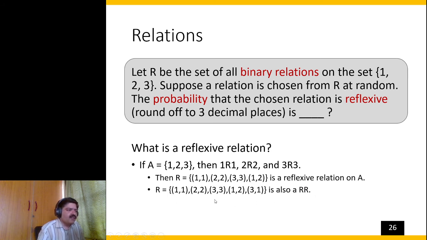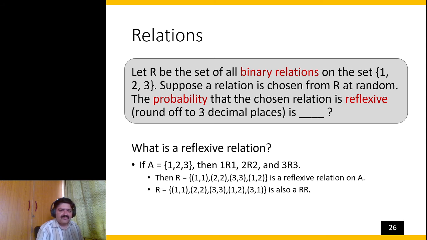Now, this set of ordered pairs is also a reflexive relation. You see that (1,1), (2,2), (3,3) exists, and then along with it, I also have (1,2) and (3,1). So these are all binary relations, and now we understand what a reflexive relation is.